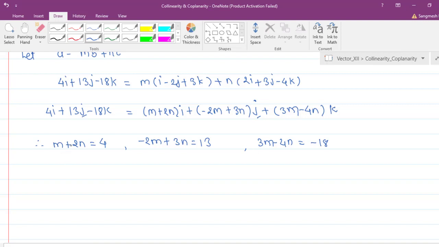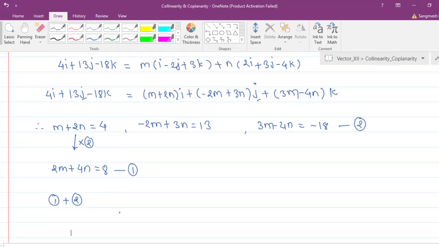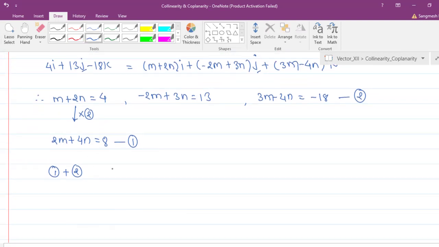So let's multiply the first equation by 2. So you will be having 2m plus 4n equals 8. Let's say this is equation number 1 and this is equation number 2. So let's add these two equations. The first is 2m plus 4n equals 8, and the second equation is 3m minus 4n equals minus 18.